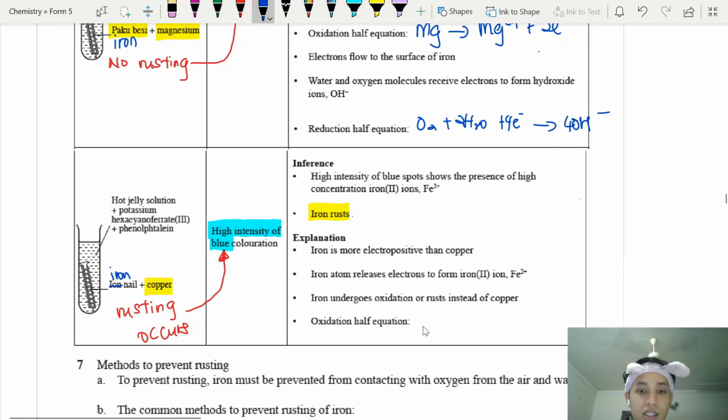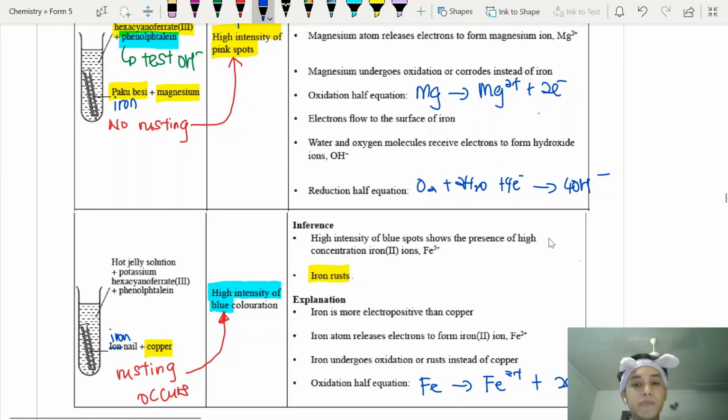In this case, your oxidation will be the iron. It is going to form iron(II) ions, and then eventually it is going to form iron hydroxide and iron oxide. So that is it. That is how we are able to identify whether rusting will happen or won't happen.